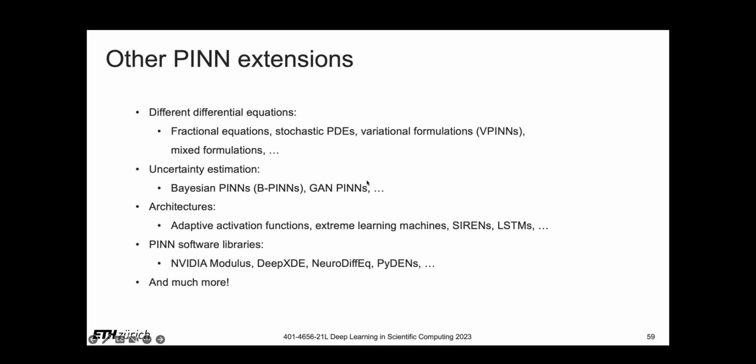You can combine physics-informed loss functions with GANs, for example, for generation tasks. There are a whole bunch of other architectures: adaptive activation functions seem to improve convergence in some settings, different types of sinusoidal activation functions, these are SIRENs, and you can also use LSTM architectures, et cetera. And there are a whole bunch of PINN software libraries that are becoming fairly well developed now. For example, NVIDIA have the Modulus library, which has really amazing functionality for training PINNs across multiple GPUs and all these different strategies I've been talking about, and much more. So if you're interested in this as a research area, there's a lot of things you can look at.